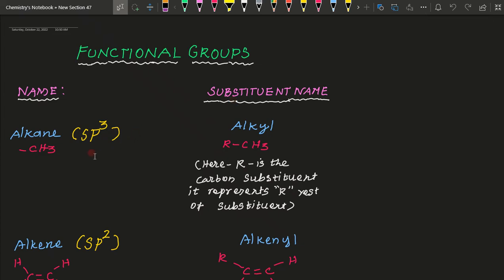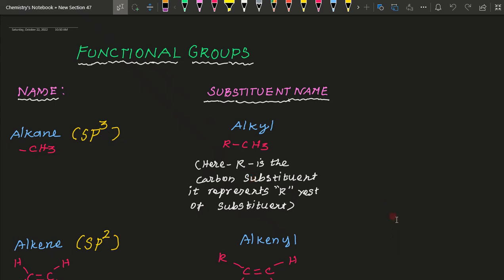See, the first one is alkane, single bond. It makes sp3 hybridization. Their substituent name is alkyl. Here R is the carbon substituent. It represents, or simply we can say, R is the rest of the molecule or substituent.